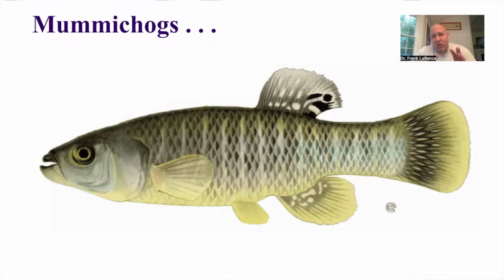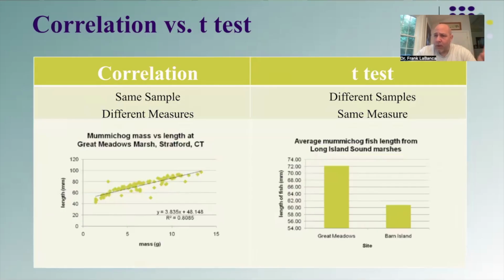So let's take these mummichogs as an example, and we're going to take a look at how we could correlate or we could t-test. So let's say we go to Stratford, Connecticut. There's a marsh in Stratford, Connecticut. It's called the Great Meadows Marsh. It's a lovely place. It's off of Long Beach, and the marsh has these mummichogs in it. And so if I want the same sample, I catch a bunch of mummichogs at Great Meadows Marsh, and then I say, I want to know what the relationship between their mass is and how long they are. And so then I do a correlation on that. And I did a linear correlation in my example here.